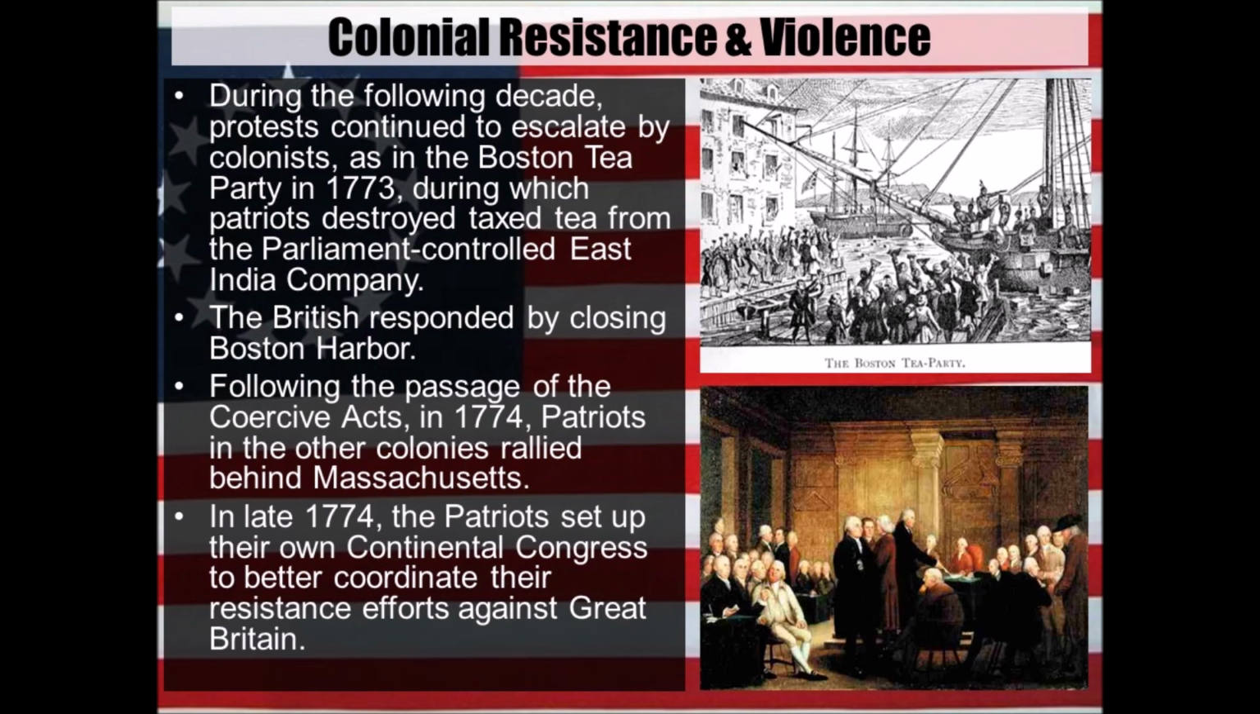The British government, however, did not see the Continental Congress as a legitimate governing body to be dealt with. In fact, they threatened that if it didn't disband, that they would begin sending in troops. And in fact, that is eventually what happens.